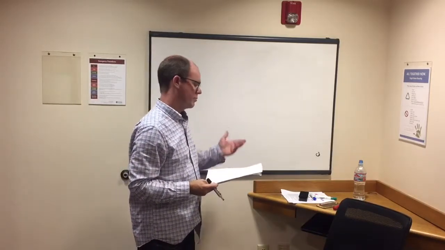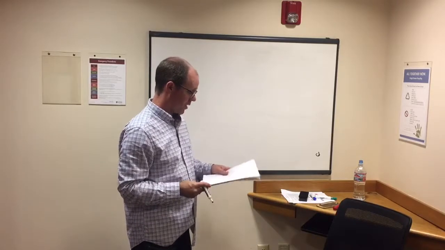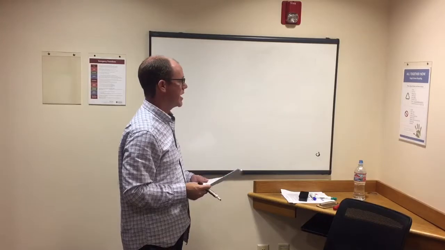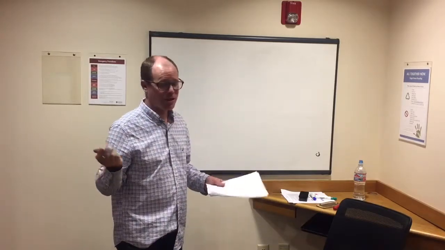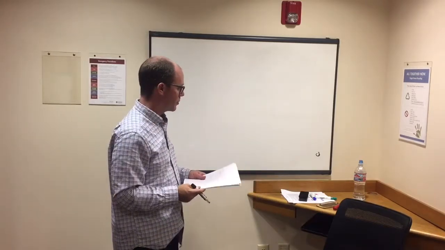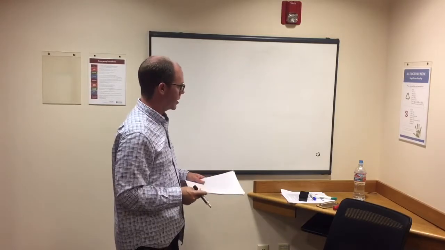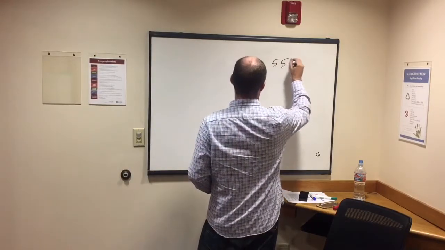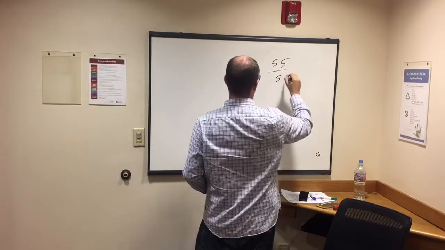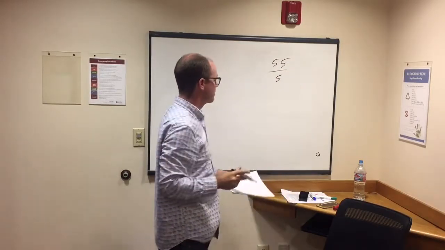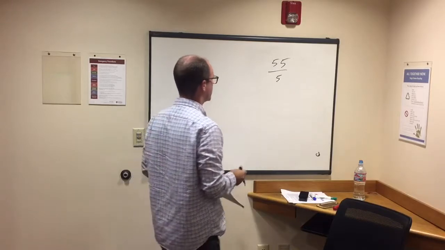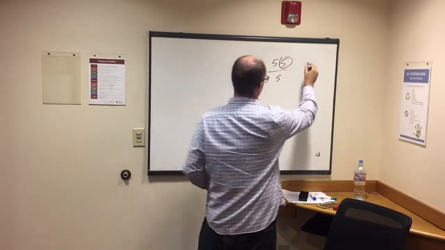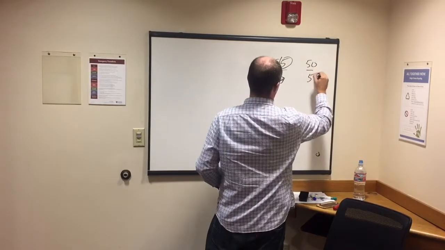Okay, 5, really simple. Maybe the easiest one, maybe except for 2. So with 5, if it ends in a 5 or a 0, then you're good to go. If not, not, right? So as an example, 55 divided by 5. Divisible by 5, we're good to go because the last digit is a 5. 0 would have also worked, right? 50 divided by 5.